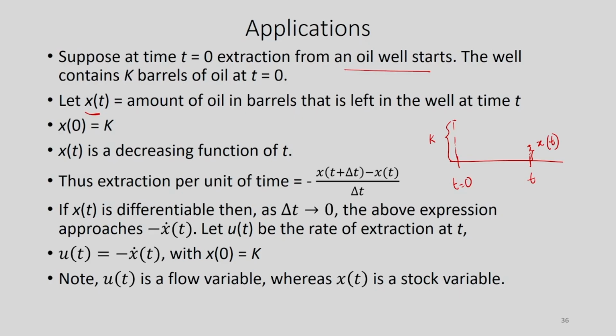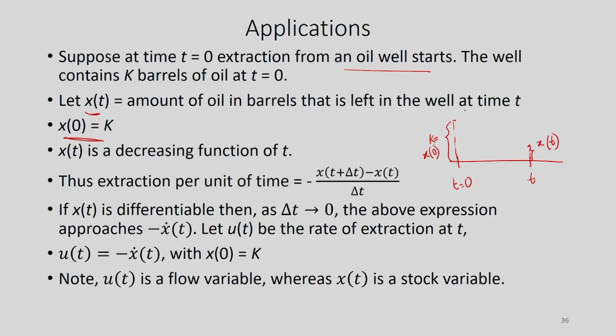Small x t is a decreasing function of t, right. How much oil will be left in the oil well goes on declining, because extraction is taking place at each point of time. To begin with, when time was 0, the total amount was K. So, I can write K is equal to x 0.